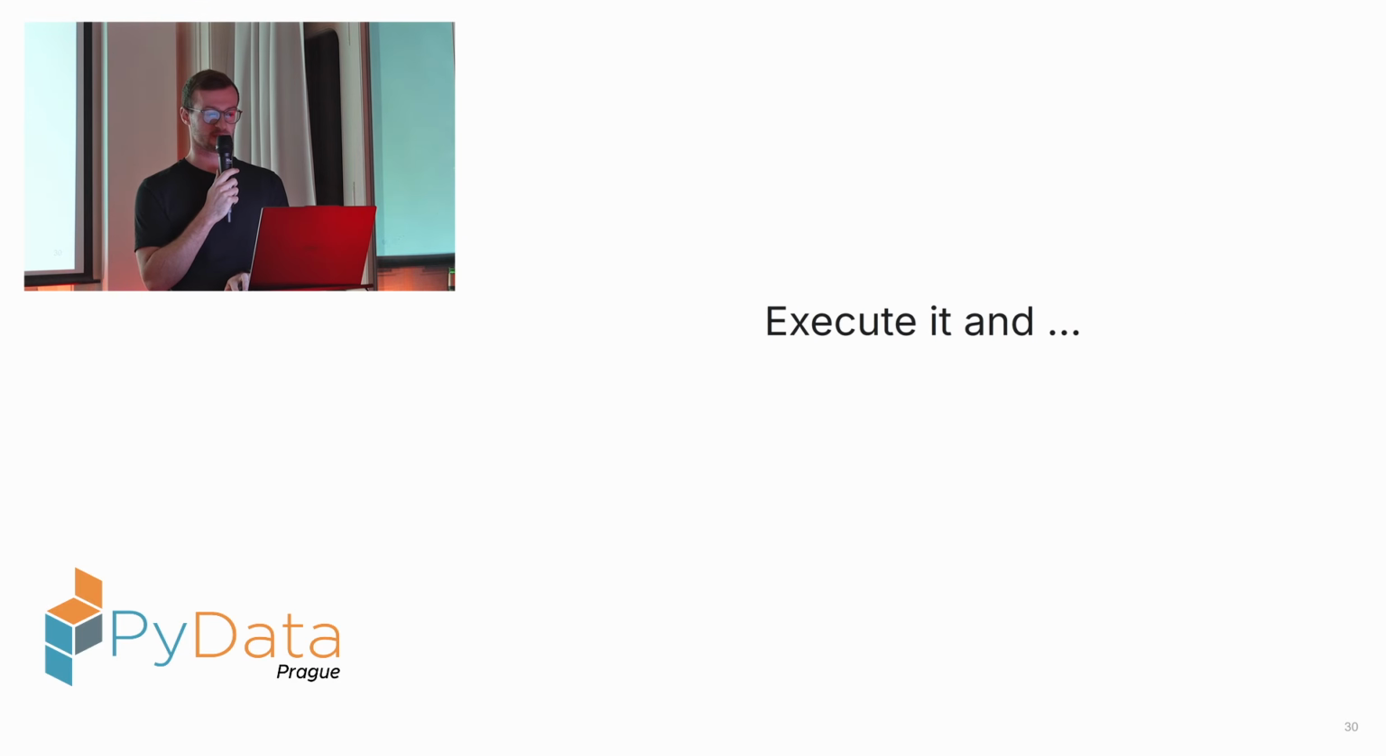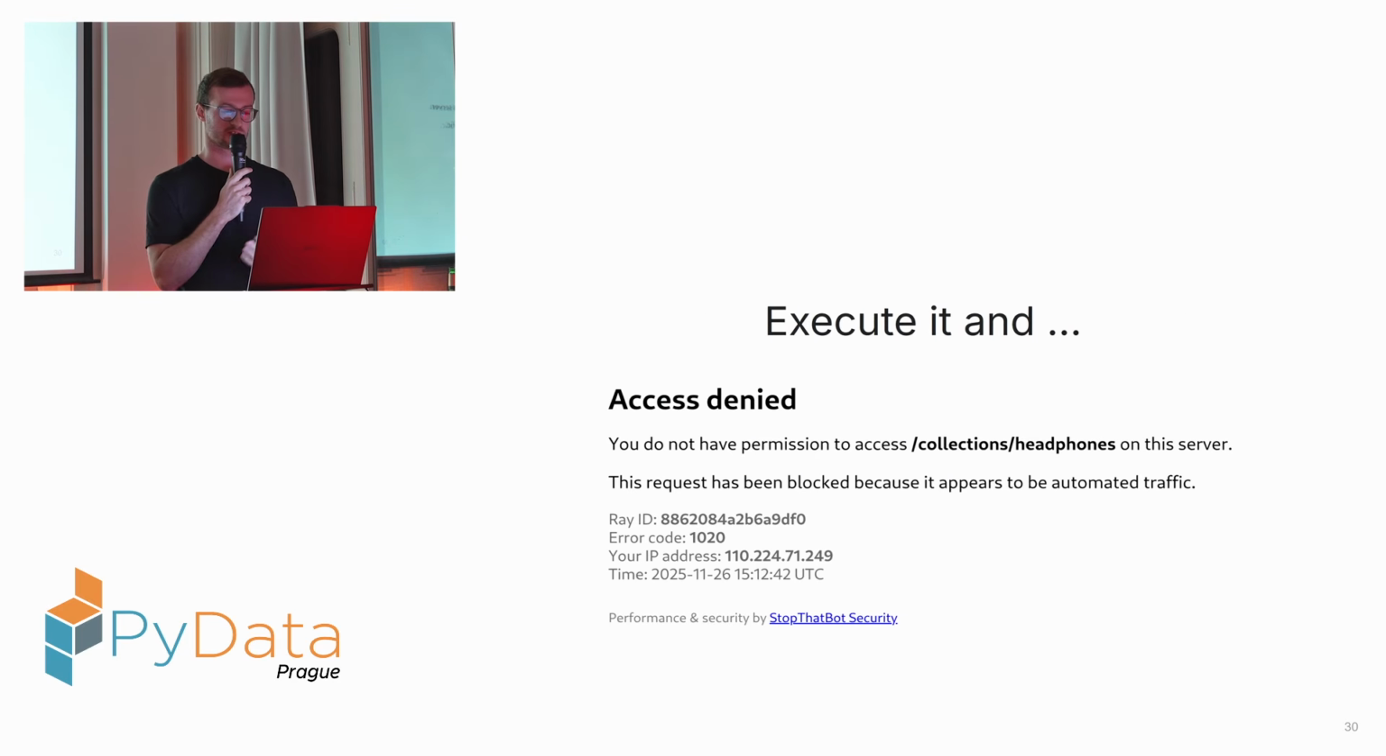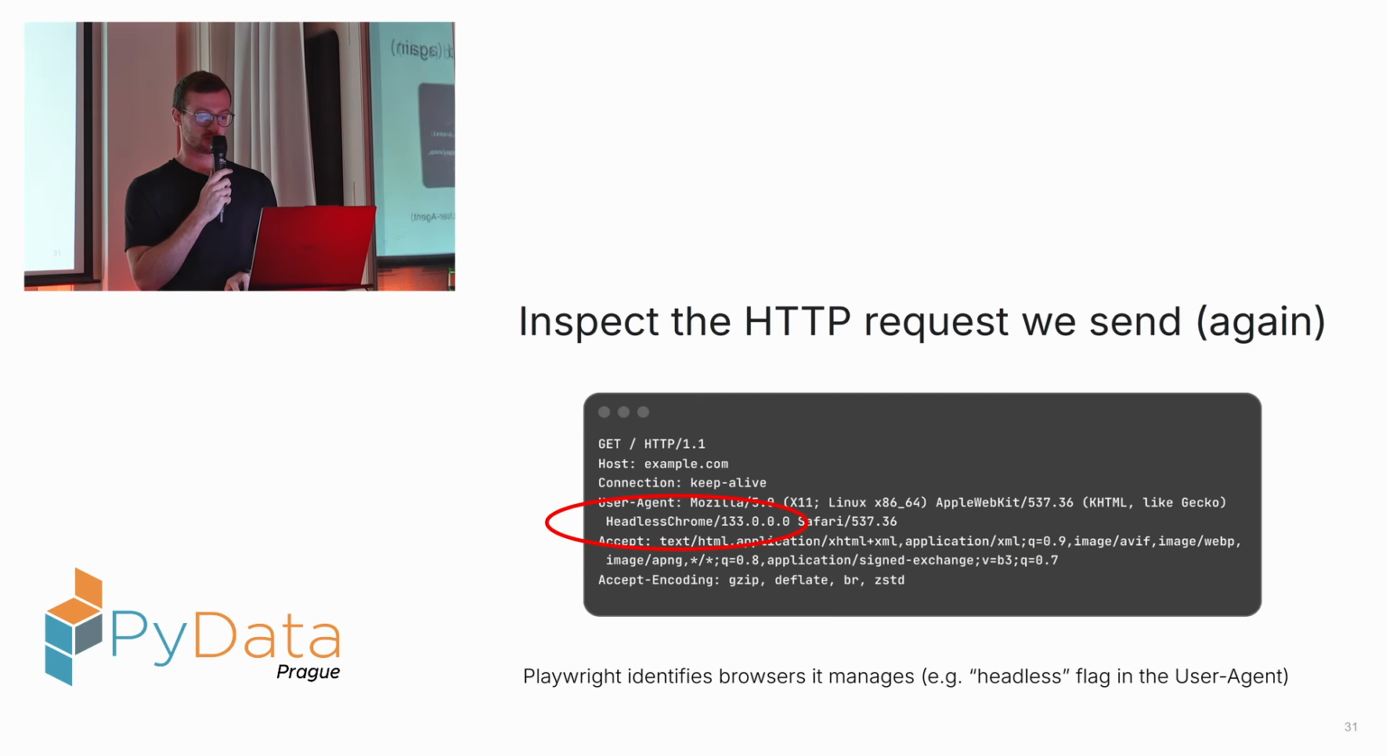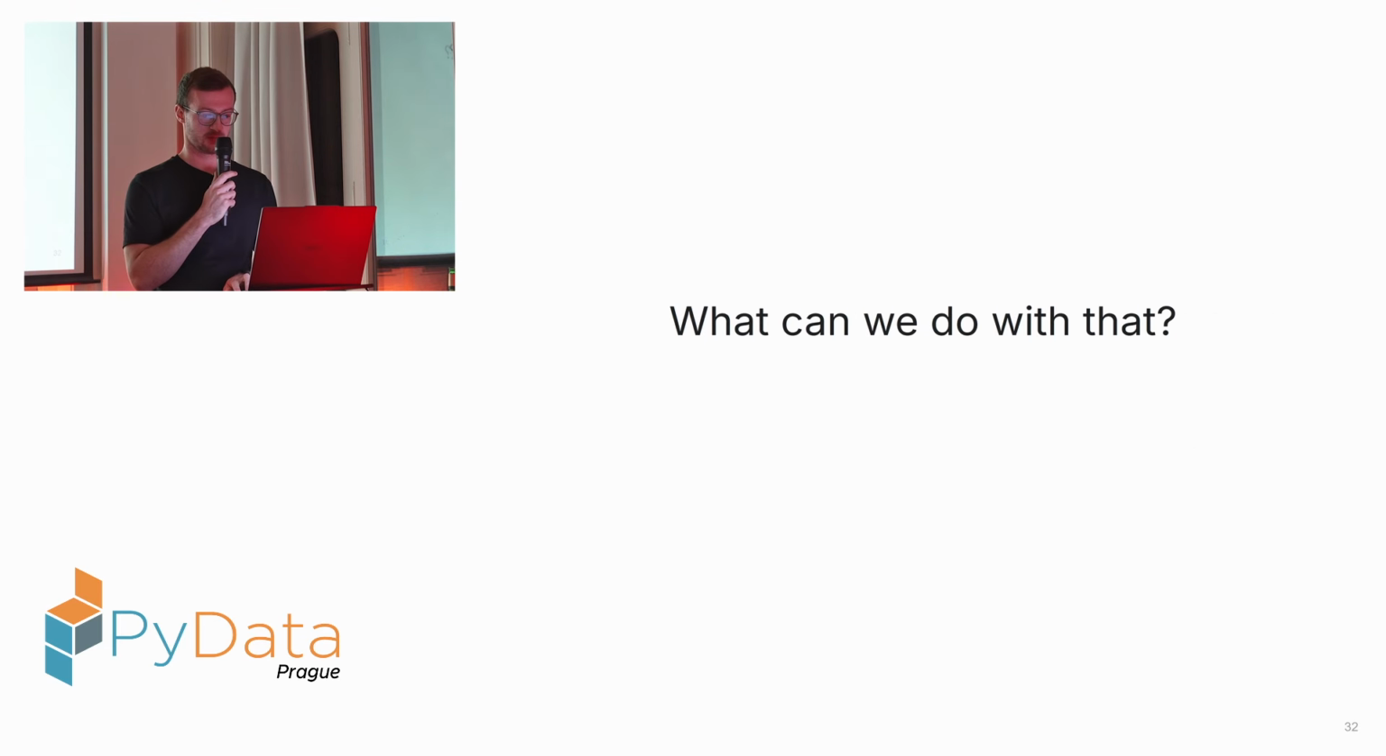Now let's try to execute it, and well, it seems we are back where we were. Again, we are detected and blocked. So let's try to inspect the HTTP request we are sending again. And we will notice that in the user agent is this headless flag. So basically, Playwright, similarly as HTTPX, identifies browsers it manages.